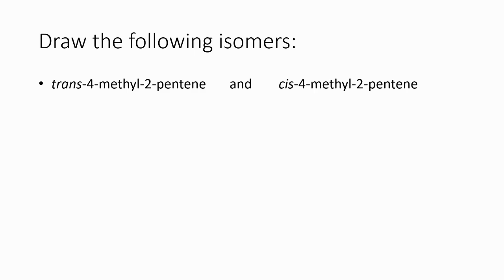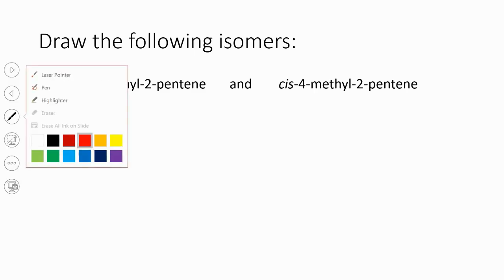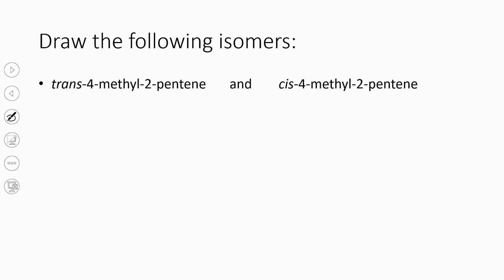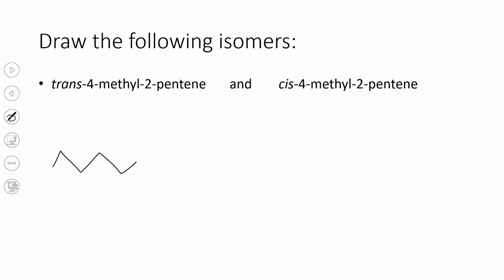Oh, I need to turn the other one on. So I look at this end part. It's pentene. So I just start with 1, 2, 3, 4, 5. Oh, now it's going to not work for us. Oh, there we go. Okay, I'll just start over. Okay. 1, 2, 3, 4, 5.